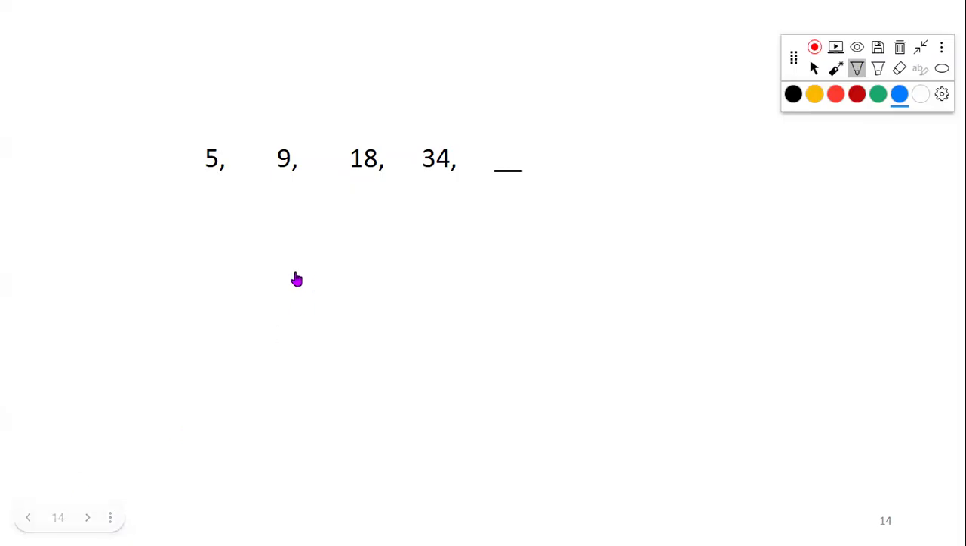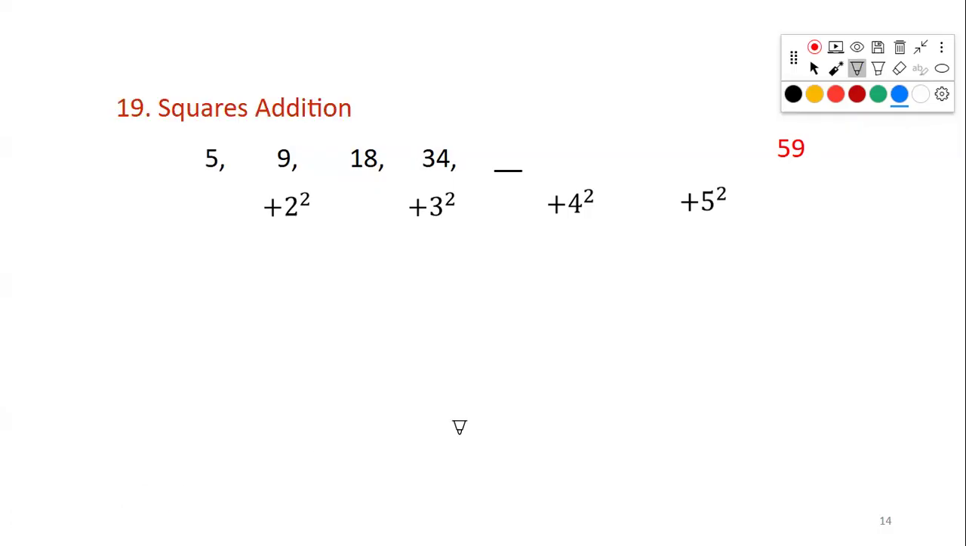Some clue you should get. When I look at 5 and 9, the difference is 4, and 9 and 18, the difference is 9. 4 is there, 9 is there. Next I am getting 16. 4, 9, 16: that is 2 square, 3 square, 4 square. Next should be 5 square, 25. So 25 plus 34 is 15. 2 square, 3 square, 4 square, 5 square are the differences now. So squares addition. Try this one.